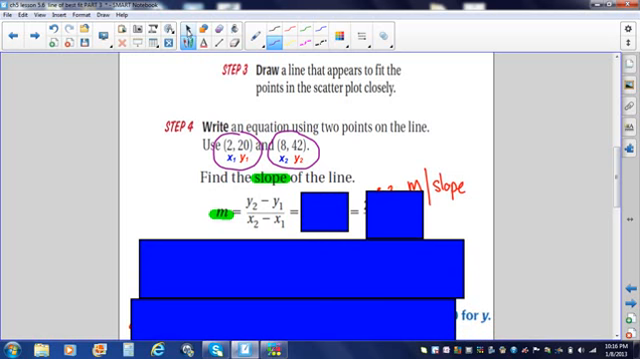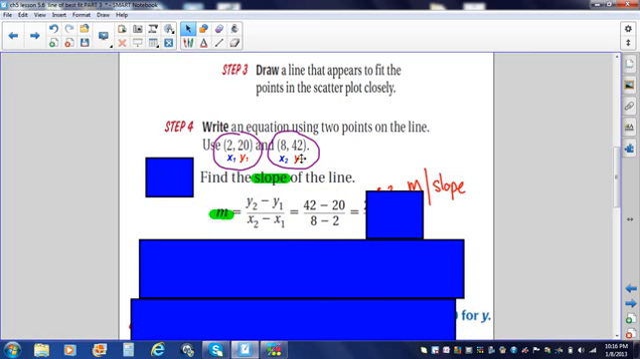To find the slope, we are going to do y2 minus y1 over x2 minus x1. So on your paper, please write, you're going to do 42 minus 20, and then you're going to do 8 minus 2. When you work that out, you're going to get 22 over 6. We're going to divide both of those by 2. That gives us a slope of 11 over 3. So m is going to be 11 over 3.